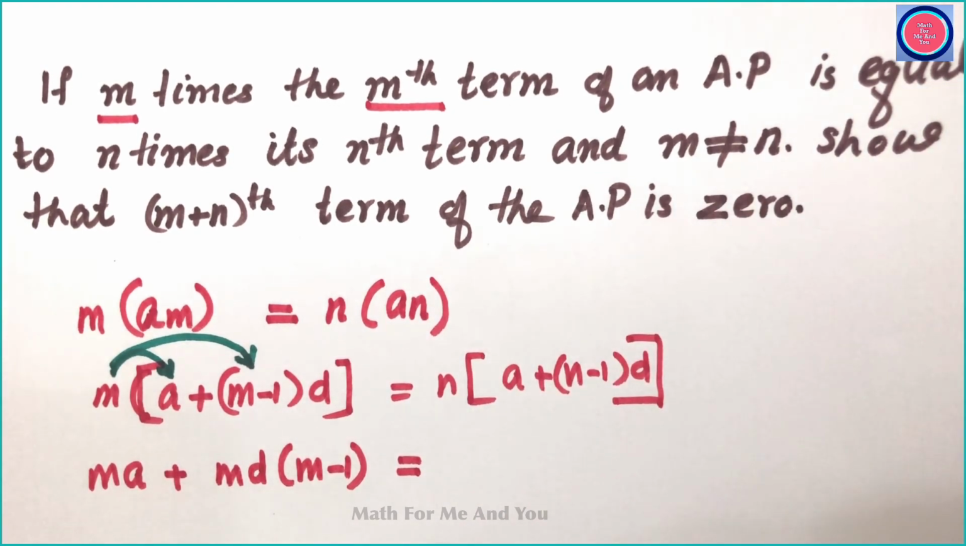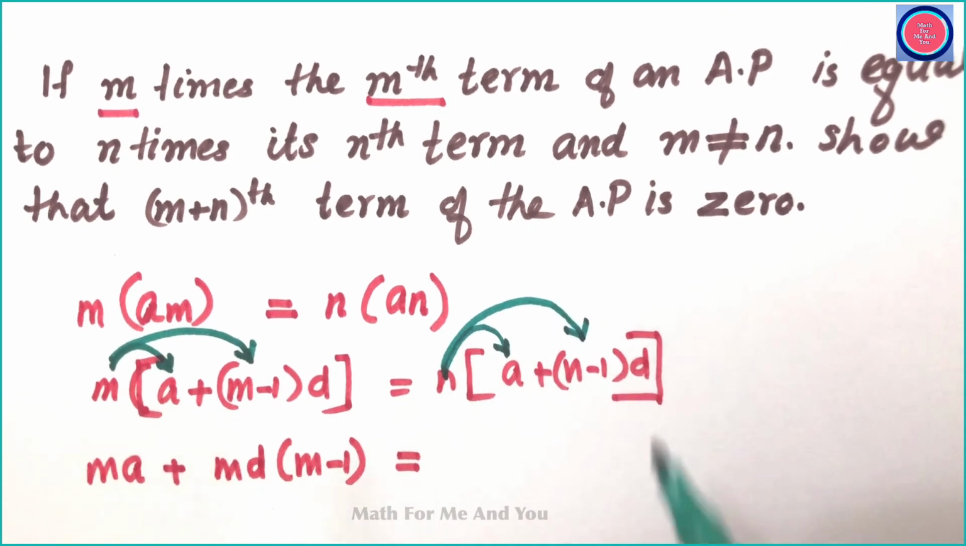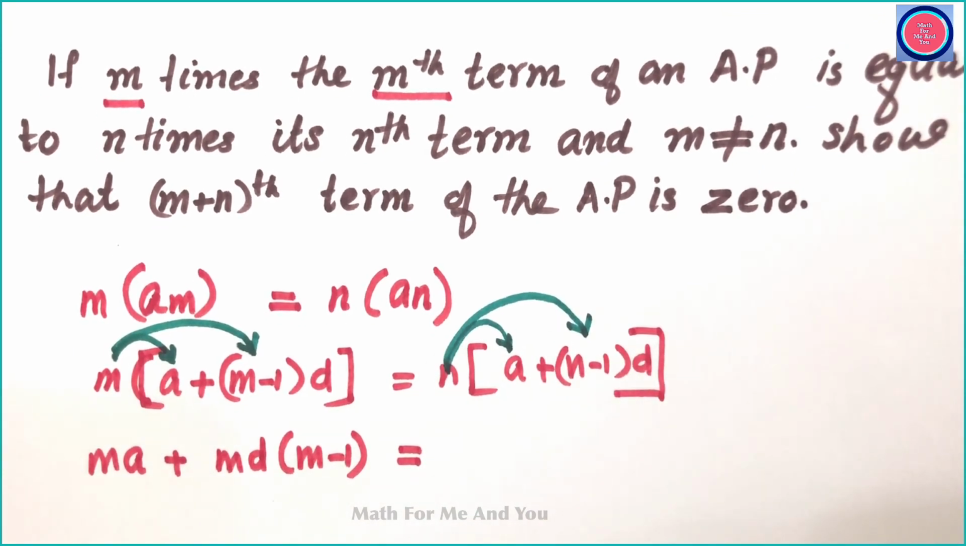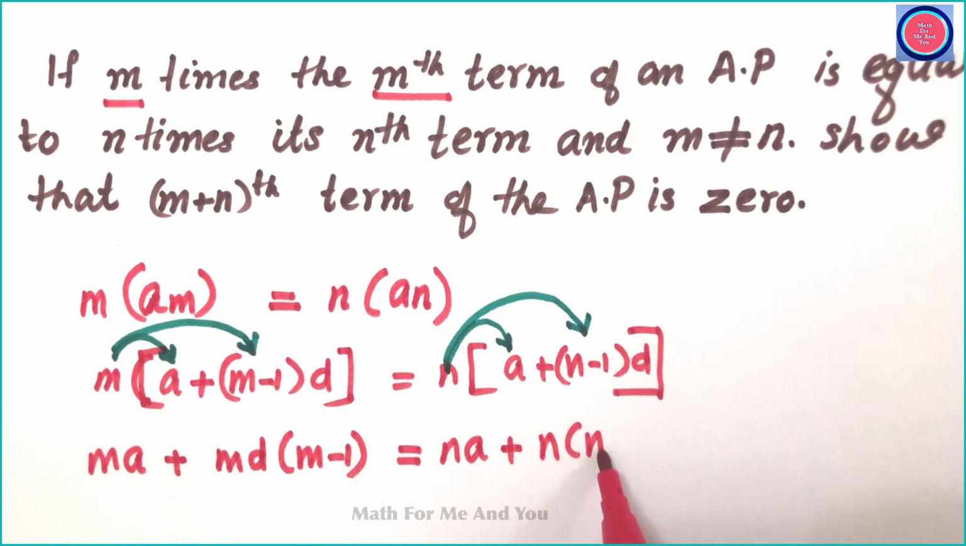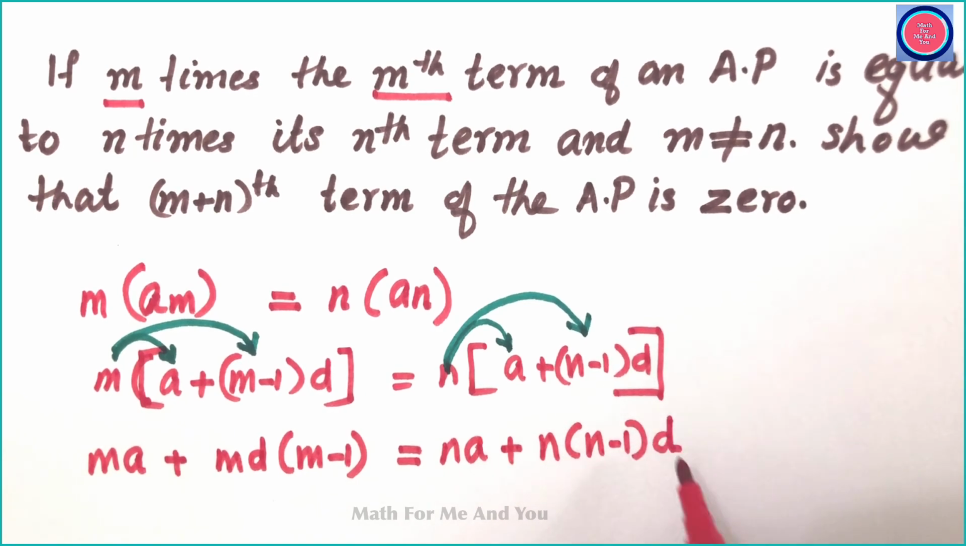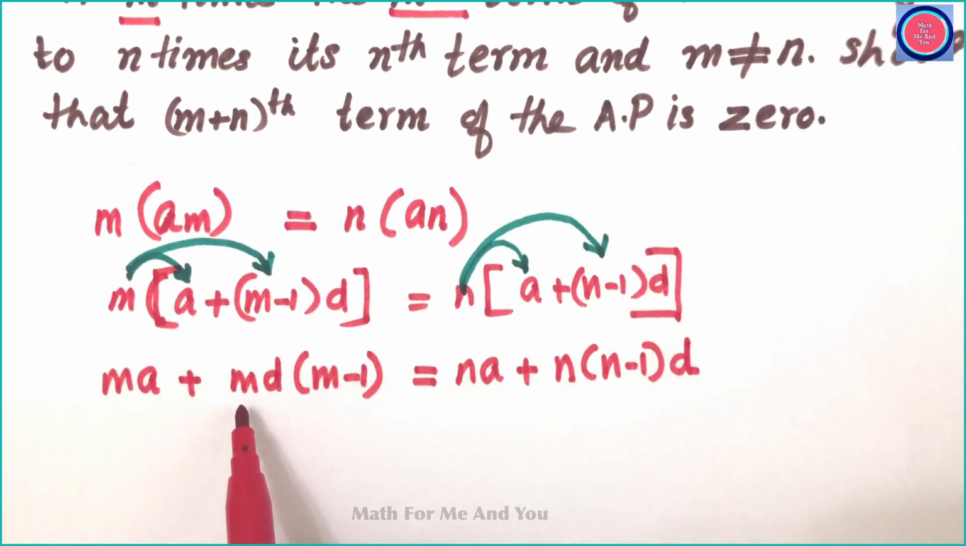Same way we can remove the bracket. How can we remove? n we take, multiply with a, and n multiply with the second term. So we could write n times a, na, plus n into (n minus 1) into d. If you want you can write n and d together, nd times (n minus 1), same like what we have written on the left side.